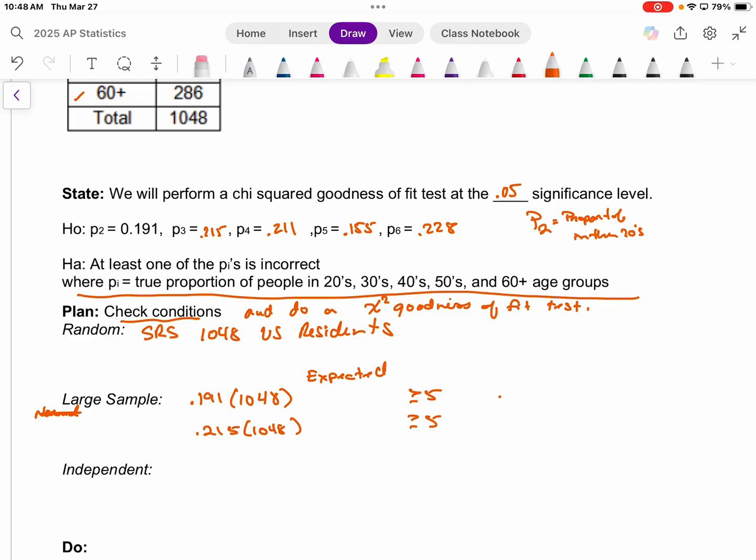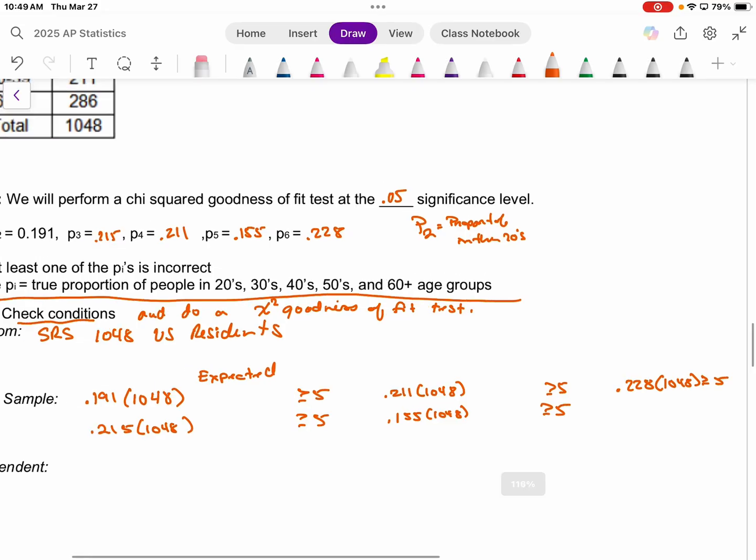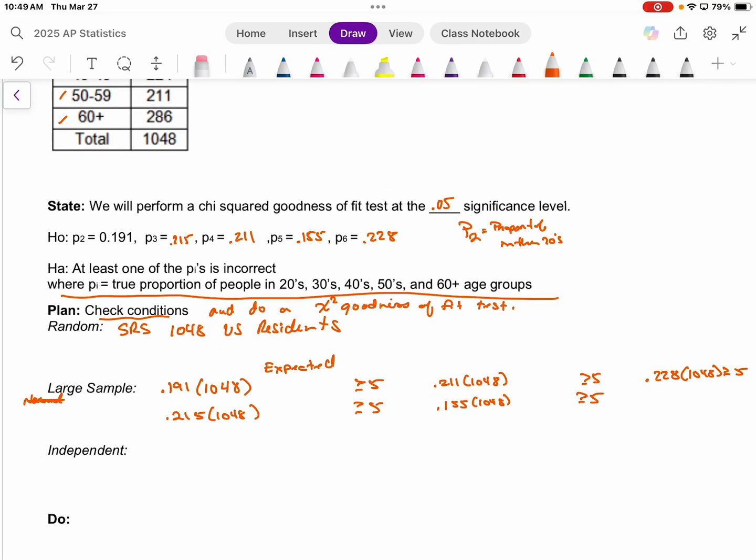So Mr. Stevens is trying to keep track of where he's at. And then the last one, 0.228. All right, so I got those primed there. Again, I went ahead and did the math to speed things up on here.